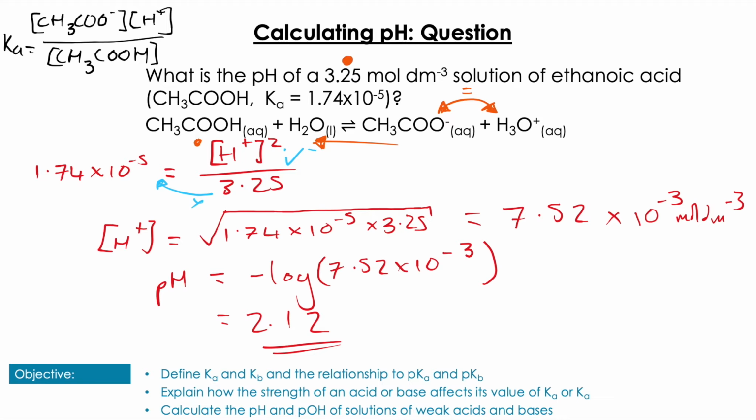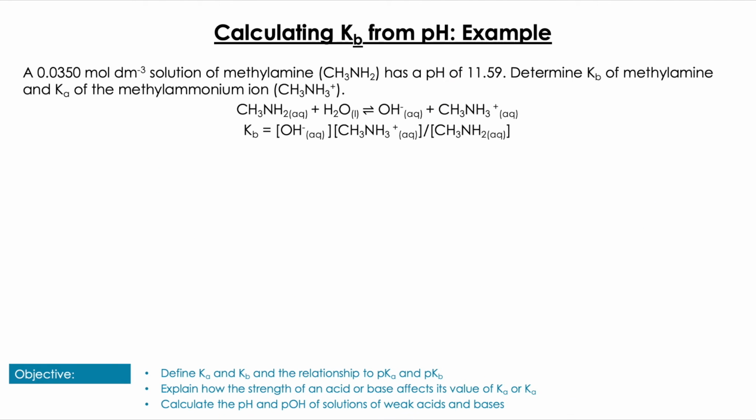Fantastic. So let's have a look at another example, maybe slightly more advanced, looking at finding Kb from pH. In this question, I've got a 0.035 solution of methylamine and a pH of 11.59. It wants me to determine the Kb of methylamine and the Ka of the methylammonium ion. The question made our lives slightly easier in that it gave us the equation and the expression for Kb.